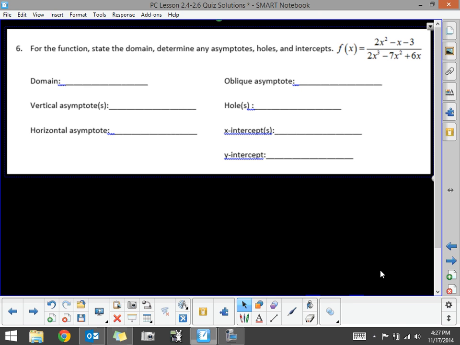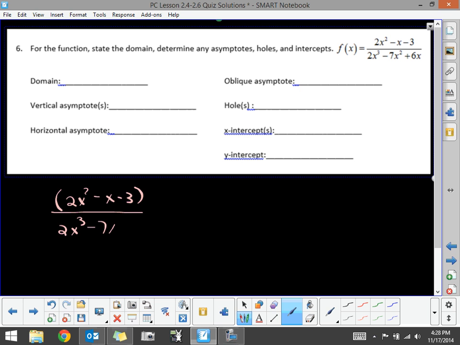Number 6 is another example of a rational equation. So we're going to take our 2x squared minus x minus 3, factor the numerator to find the zeros, and our 2x cubed minus 7x squared plus 6x, and factor it to find our vertical asymptote. So in the numerator, we can factor that trinomial into two binomials.